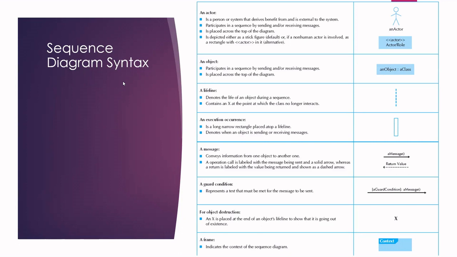Okay. And then the object destruction, if you need to emphasize that the object needs to stop existing, you can use this X on the lifeline to end it. And you can also add a frame. You can use this frame to add any context around any parts of the diagram or the entire diagram to describe certain context. Okay. So this is the syntax. This is the language, the elements of the syntax of the sequence diagram.